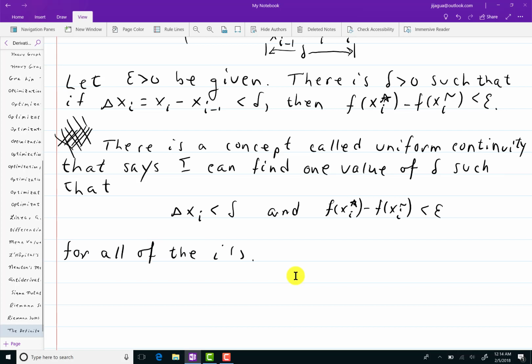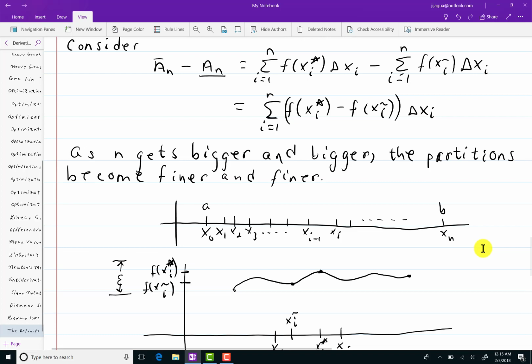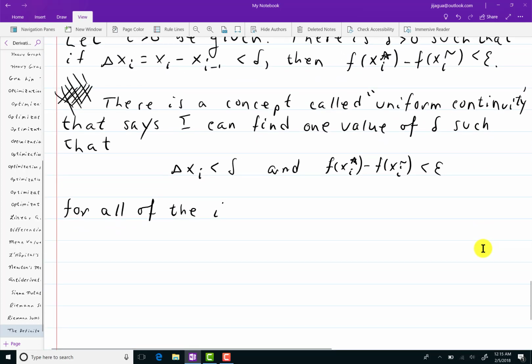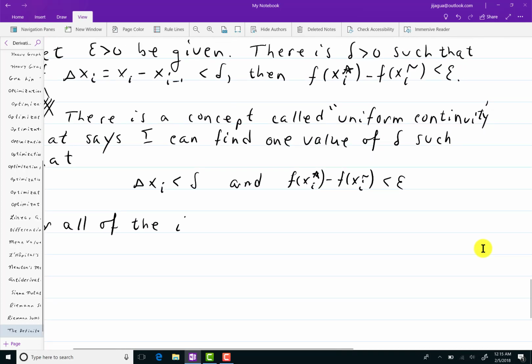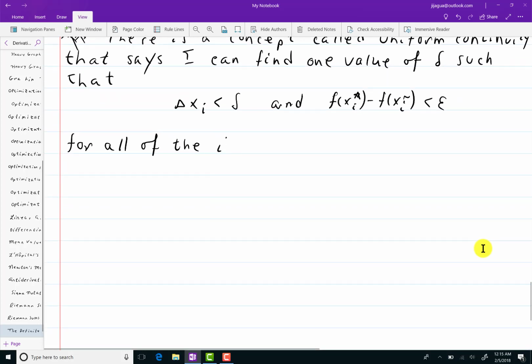What in the world does that mean then? Well, I'm allowed, so the idea is this: for each x sub i minus 1 to x sub i, I can find its own delta for that particular interval. But I'm saying this concept called "uniform continuity" will allow us to actually find one particular delta that will work for every single subinterval. That's a big one, and I can't stress that enough.